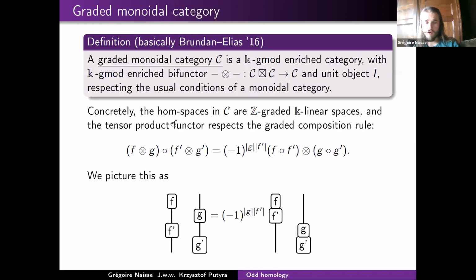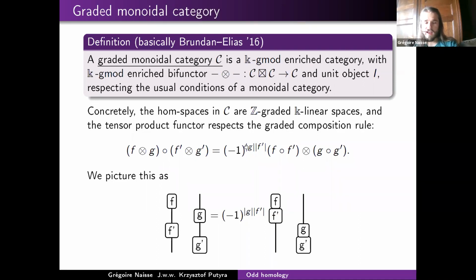And now the tensor product functor respects some kind of graded composition rule. Usually in a monoidal category, you would ask that the tensor product of two maps composed with the tensor product of two other maps is the same as if you first compose your maps and then do the tensor product. By definition, basically, of a functor. A functor should be compatible with composition. But in this graded enriched case, you need to throw in the symmetry of the category on which you enrich. And so this symmetry gives you this sign, basically.